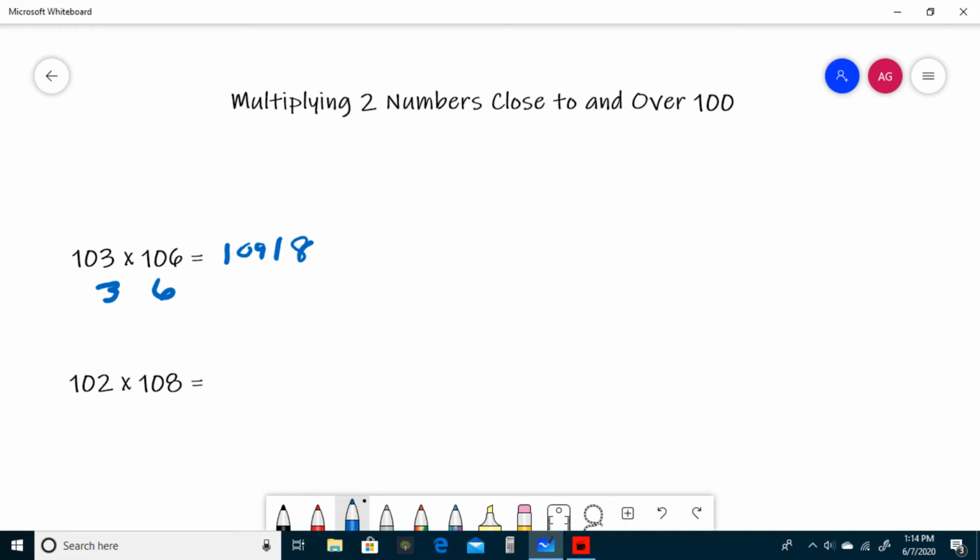For our next example, we have 102 times 108. The first step is to find how far each of these numbers are from 100. In this case, 2 and 8. Next, multiply these two numbers. 2 times 8 is 16. And then add the two numbers. 2 plus 8 is 10. After this, just stick a 1 out front, and so 102 times 108 is 11,016.